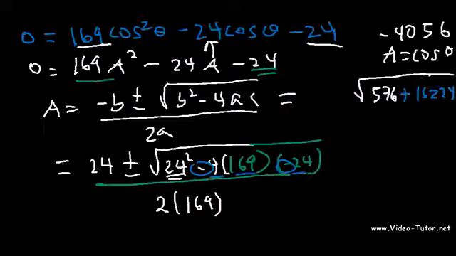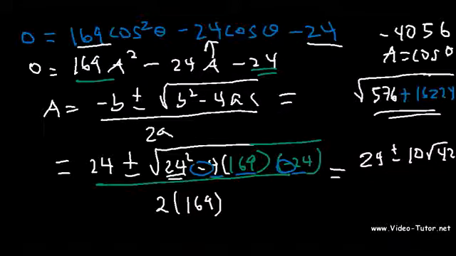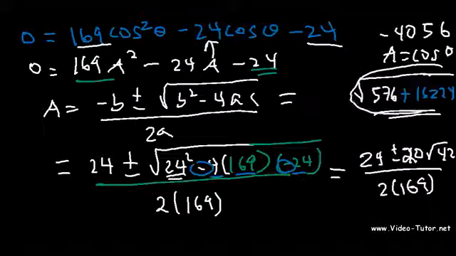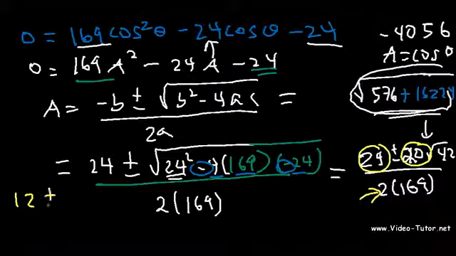16224. And if you type that in your calculator, if your calculator can reduce radicals, you should get 10 root 42 for this expression. Actually, not 10, 20. 20 root 42. If you get a decimal value for this, that's okay. You can put that here as well. So now what I'm going to do is divide this number and this number by 2. So then it reduces to 12 plus or minus 10 root 42 over 169.